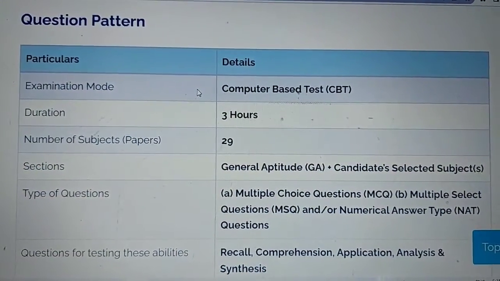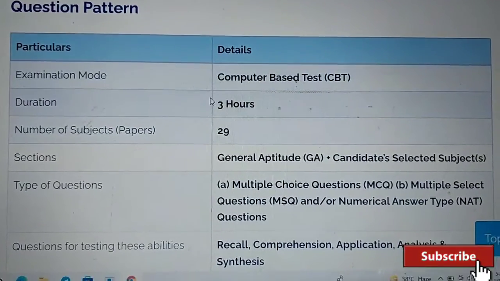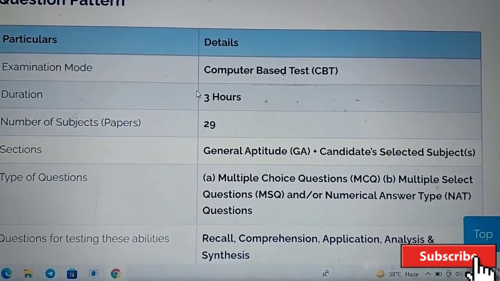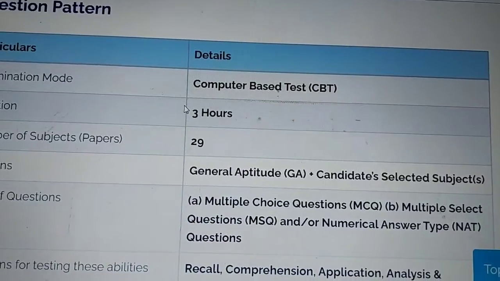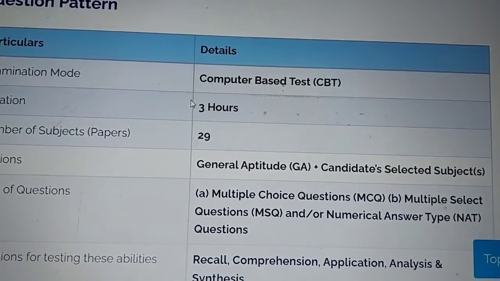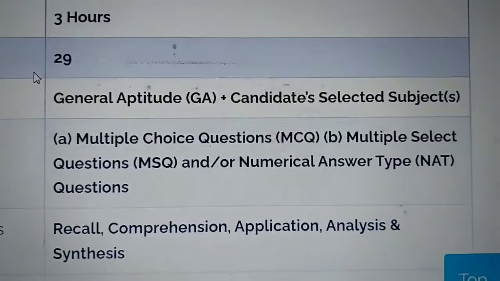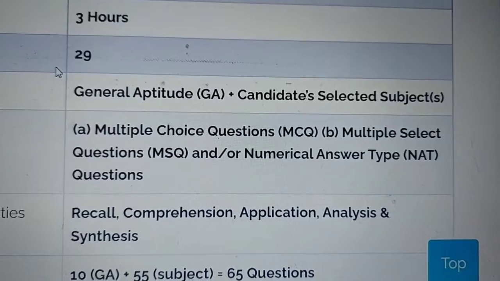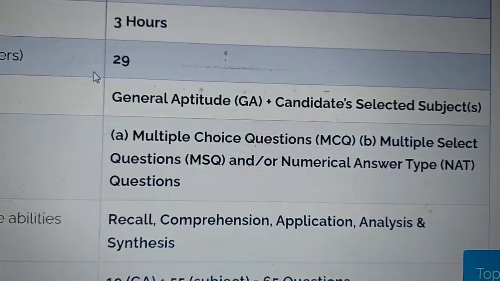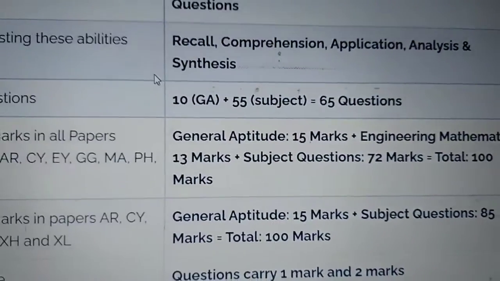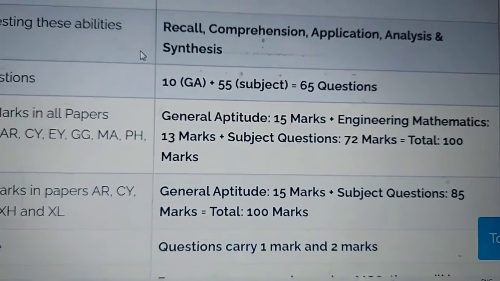Now the next thing is the exam pattern of the GATE examination. The examination will be of 3 hours, with 29 codes, subjects, and you can choose accordingly. There will be 2 sections: general aptitude and the candidate selected subject. Like if you are from mechanical, you will choose mechanical. The question types will be multiple choice questions, multiple select questions (MSQ) and NAT. In NAT, there is no negative marking: if you attempt it you get full marks, and if you don't attempt it you get 0 marks. So the pattern is simply 10 questions of GA, general aptitude, and 55 questions of technical.